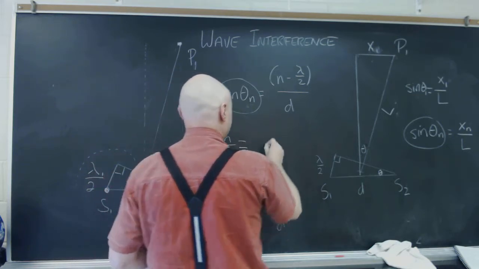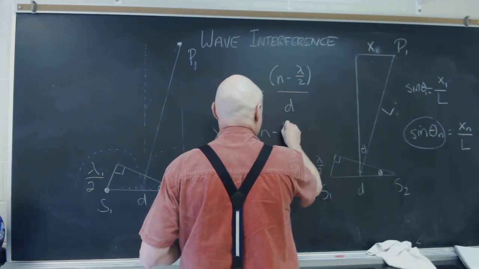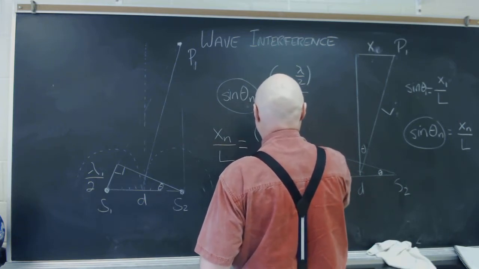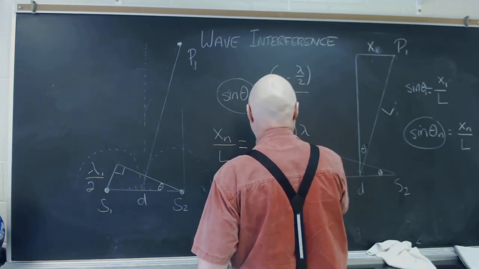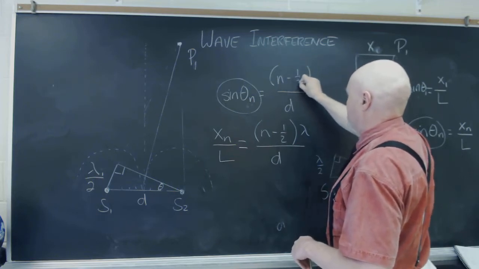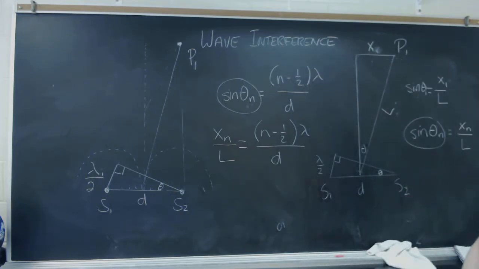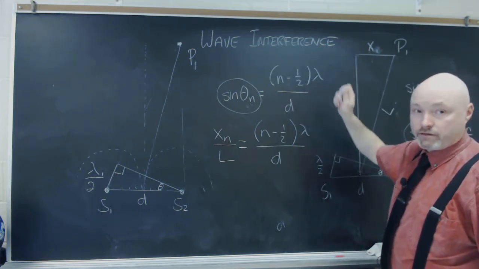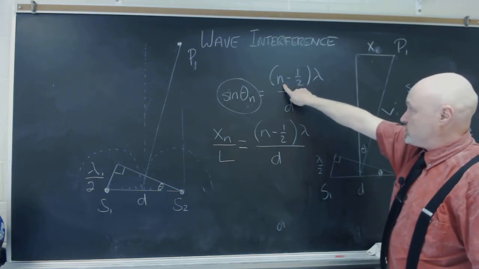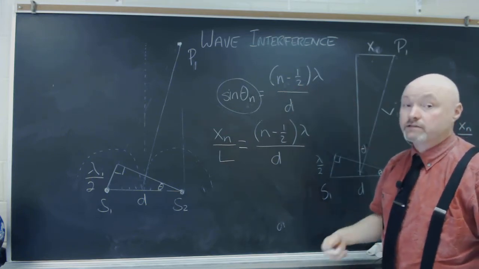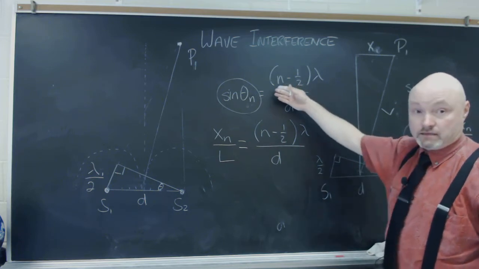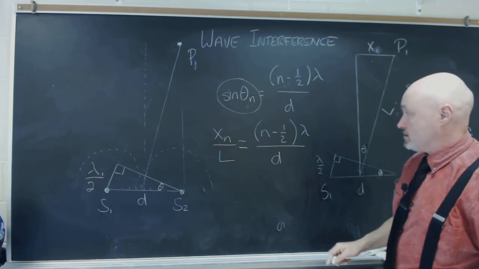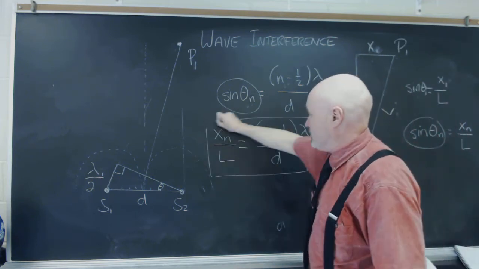So x sub n over L is equal to (n minus 1/2) lambda over d. And I should have put an (n minus 1/2) lambda right there. Okay, so (n minus 1/2) lambda, that's going to give us a half a wavelength when n is 1. When n is 2, it's going to give us 1.5 wavelengths, or 3/2 of a wavelength. When n is 3, it's going to give us 5/2 of a wavelength. So here is the final big formula.